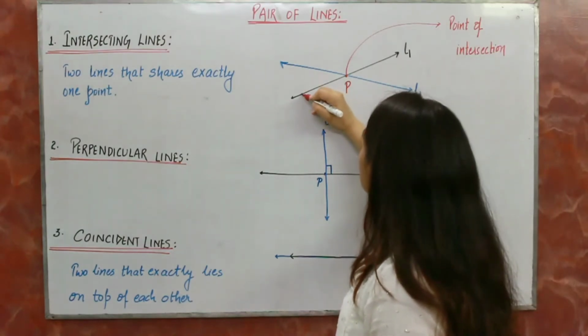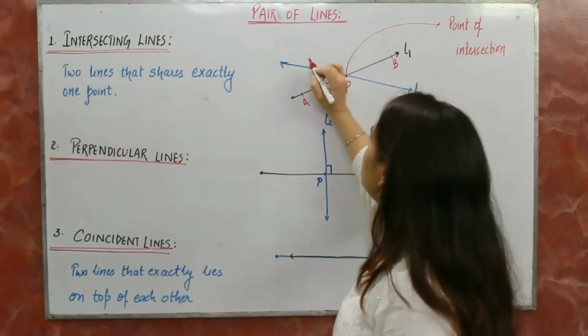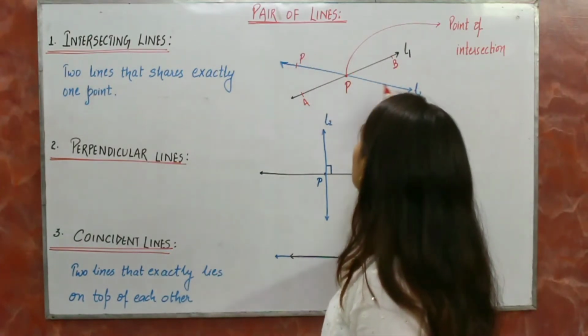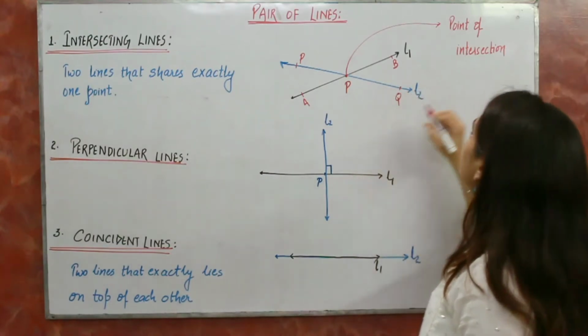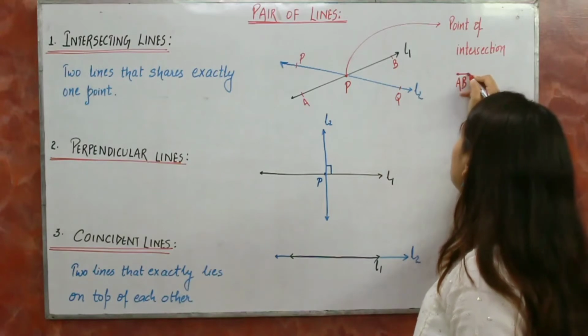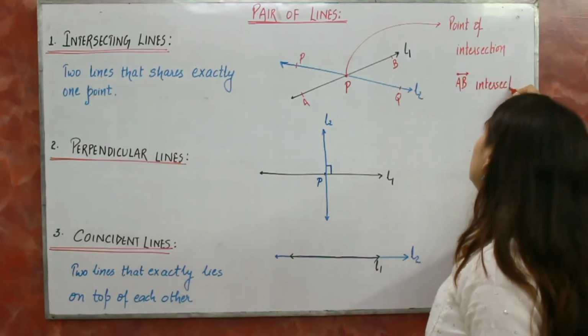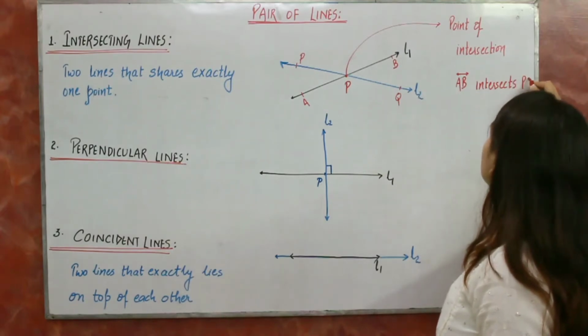And if these points are A and B, so line 1 has points A and B, and the other line has points P and Q. So here we can write that line AB intersects line PQ.